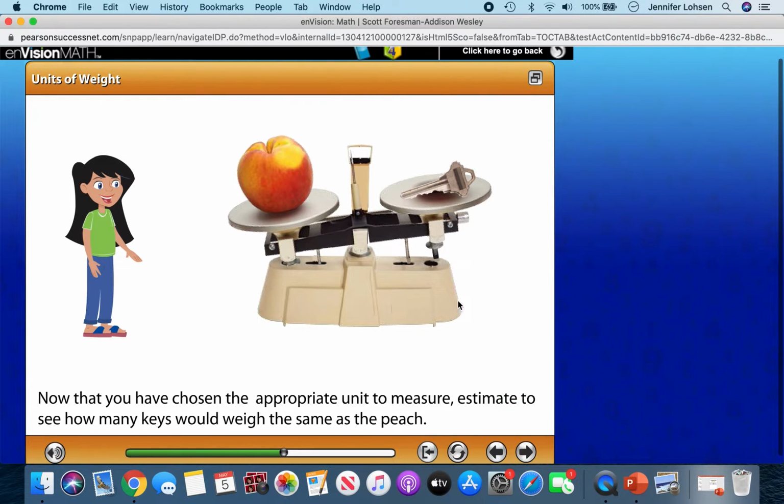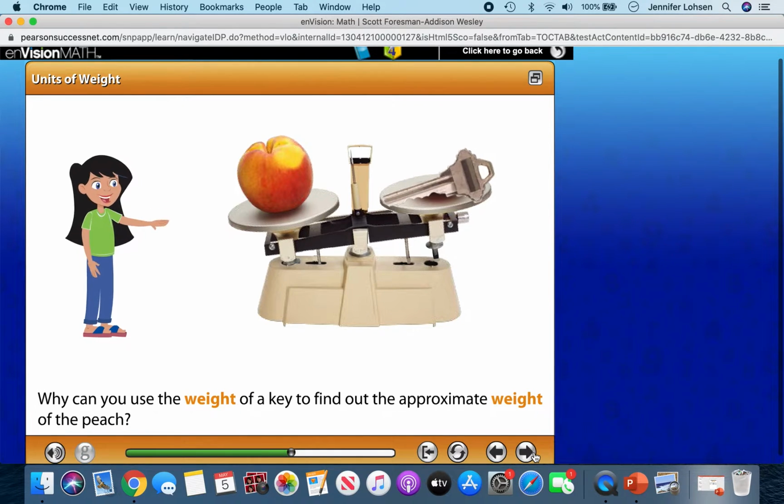So what we have to visualize here is a pan balance scale. And you guys can think of a scale kind of like a seesaw. If you've ever played on a seesaw at a playground, the heavier object goes down and the lighter object goes up. Now, if both objects weigh the same, they are going to be level. It's going to balance straight out.